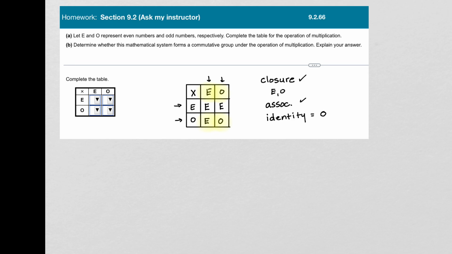So now I want to find inverses. So we want to see E times what would give me the identity element O. And E does not have an inverse. So it would not be a commutative group because it's not a group. So that's the end of that.